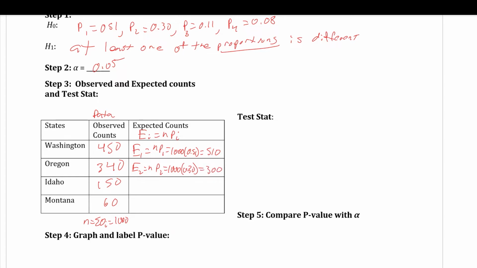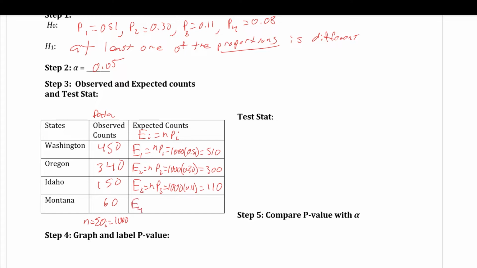Now, these numbers don't always come out to be nice whole numbers, and that's fine. I just chose an easy example that deals with nice whole numbers. We will deal with an example that gives you decimal values. E3 is n times P3, which again is 1,000 for your n. And up there is 11%. So that'll come out to be, well, what's 11% of 1,000? That's 110. All right, just move the decimal place.